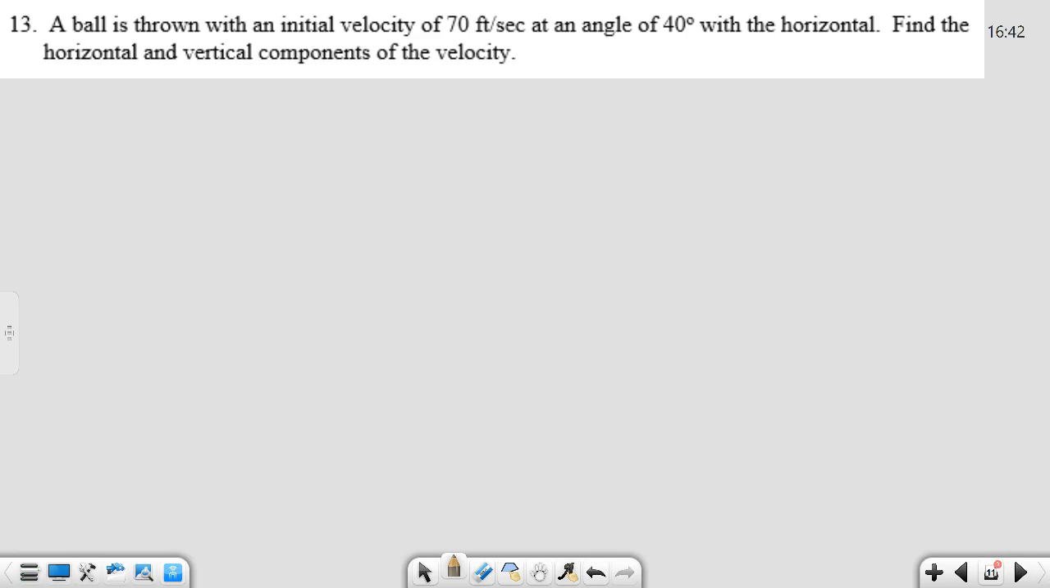Number 13, a ball is thrown with an initial velocity of 70 feet per second at an angle of 40 degrees with the horizontal. Yay, that's easy.